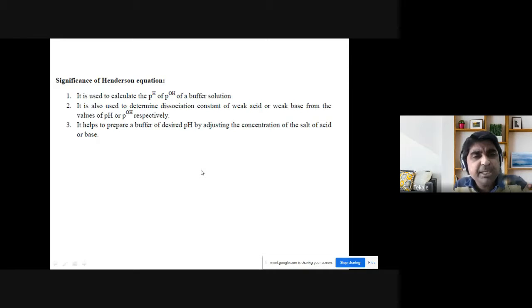So pH of the buffer solution can be calculated with the Henderson equation. pKa or pKb, that is Ka or Kb, which is nothing but the dissociation constant of that weak acid or weak base, can be calculated if we know the pH or pOH value of that buffer solution, which can be determined practically with the help of a simple pH meter experiment. And the third application is that we can prepare a buffer solution of a desired pH.